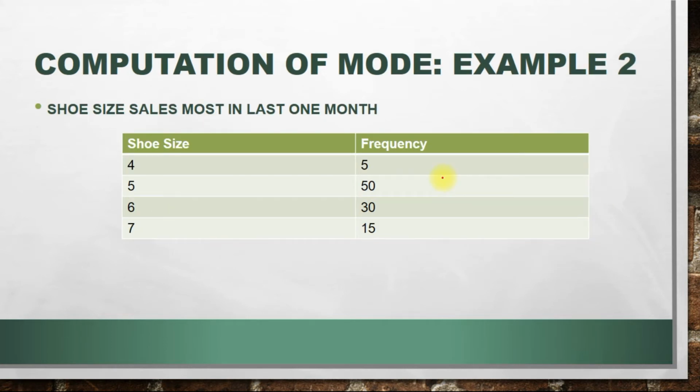Again, in this example of shoe size, the maximum frequency is 50, which is against shoe size 5. So mode is 5 in this data set.